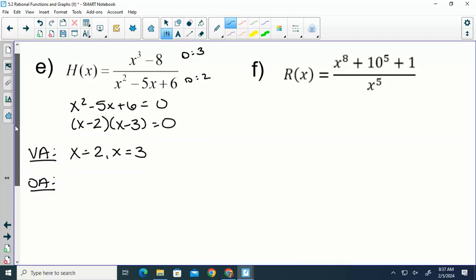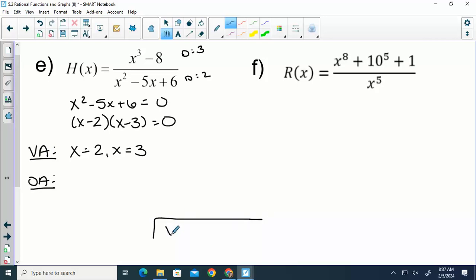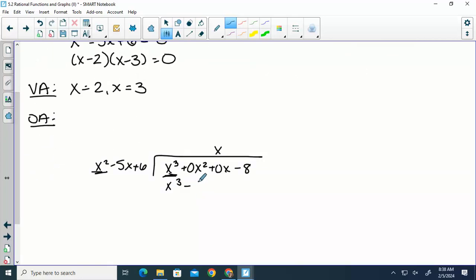So to get it, we have to do the long division. If it helps you, you can put in zeros for your missing powers of x. So a 0x squared, a 0x. So, first step, divide. What is x cubed divided by x squared? X. Second step, multiply. X times x squared is x cubed. X times negative 5x is negative 5x squared. X times 6 is 6x. Third step, we subtract this off.